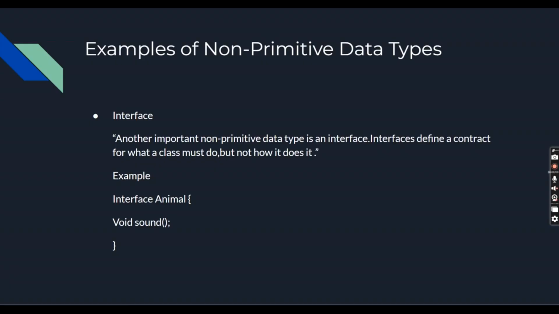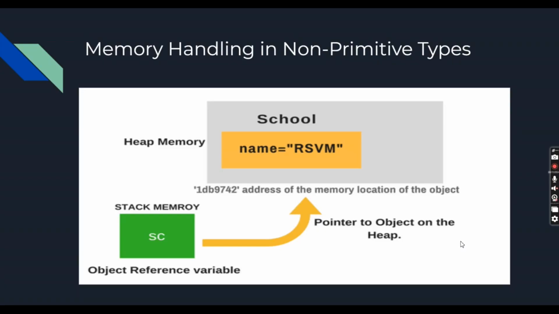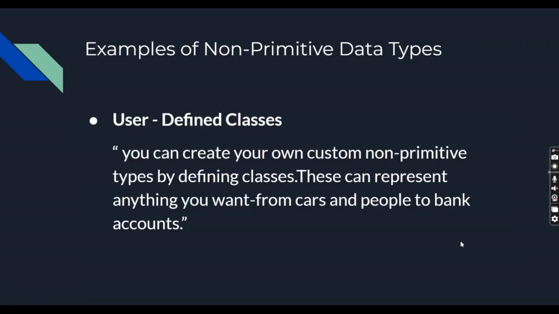Right? The other one, last but not the least, is user-defined classes. You can create your own custom non-primitive types by defining classes. These can represent anything you want, from cars and people to bank accounts.